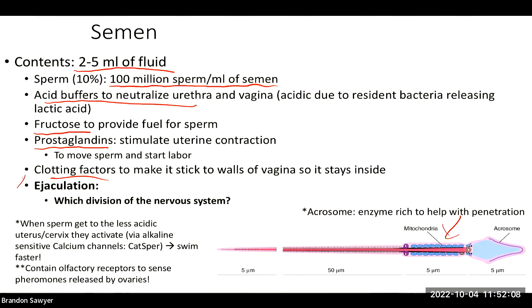And then the ejaculation process, we talked about how erection was a part of the parasympathetic nervous system, and then ejaculation is a part of the sympathetic nervous system.